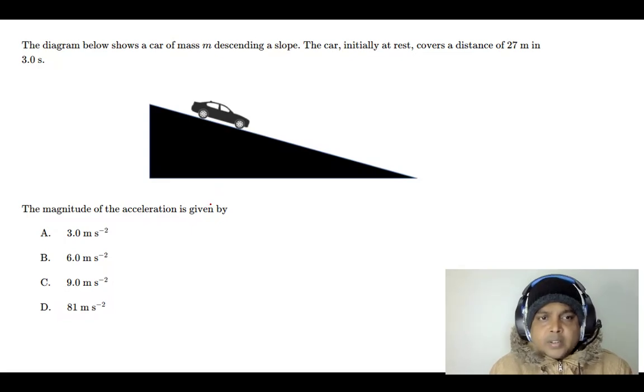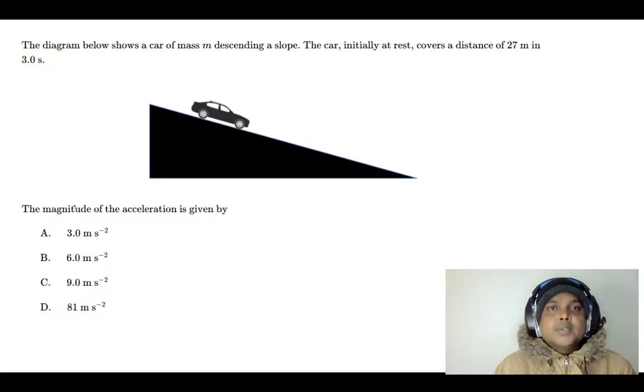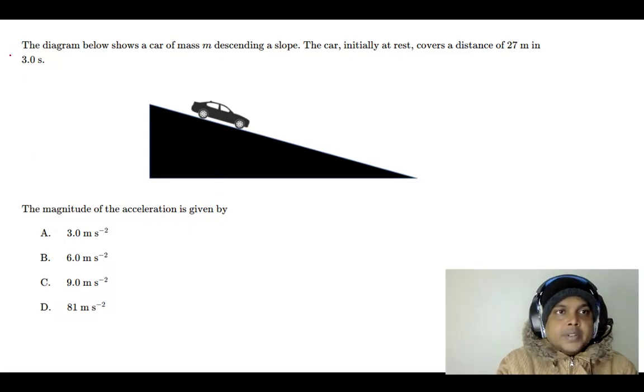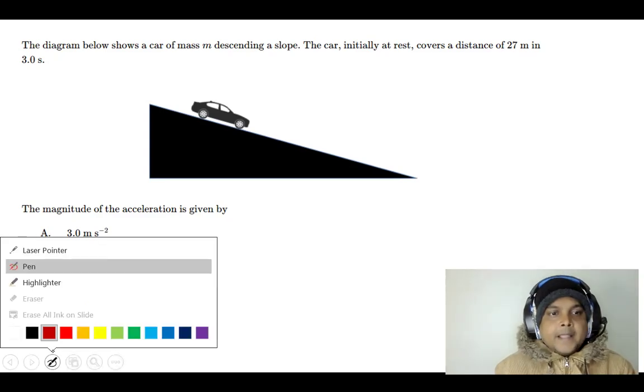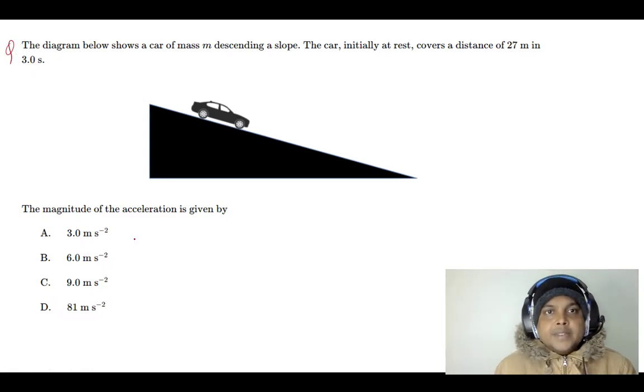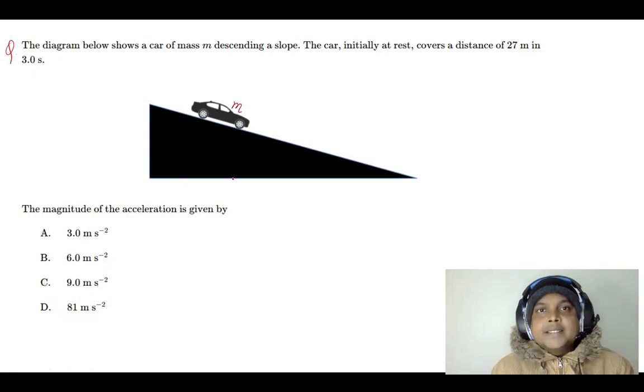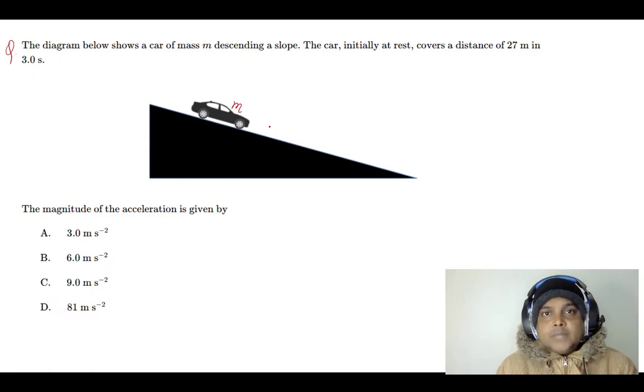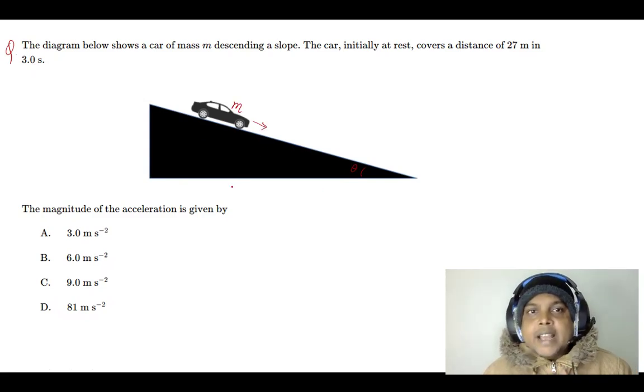It's a very easy question, a very elementary question. So let's go with the question. The question says, as you can see on the screen, the diagram below shows a car of mass M, and it is descending a slope. Let's call this slope angle theta. So yes, the car is descending. Now the car is initially at rest.